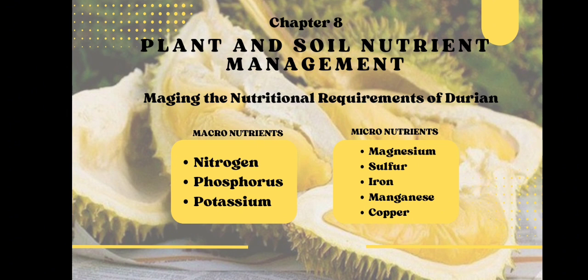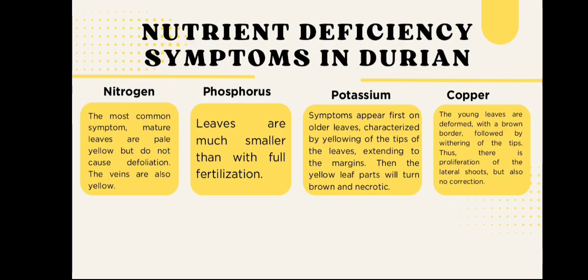So we proceed to Chapter 8, which is plant and soil nutrient management. There are macro and micronutrients in managing nutrient requirements of durian. As you can see in the slides, the macronutrients are NPK, or nitrogen, phosphorus, and potassium, while the micronutrients are magnesium, sulfur, iron, manganese, and copper. Those are the necessary elements for healthy growth of durian, and need to be managed to help prevent deficiencies that can cause various issues. The next slide is nutrient deficiency symptoms in durian.